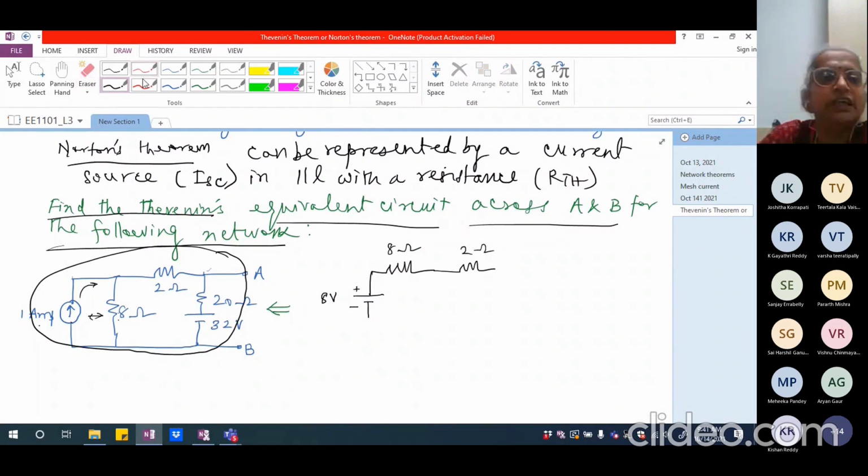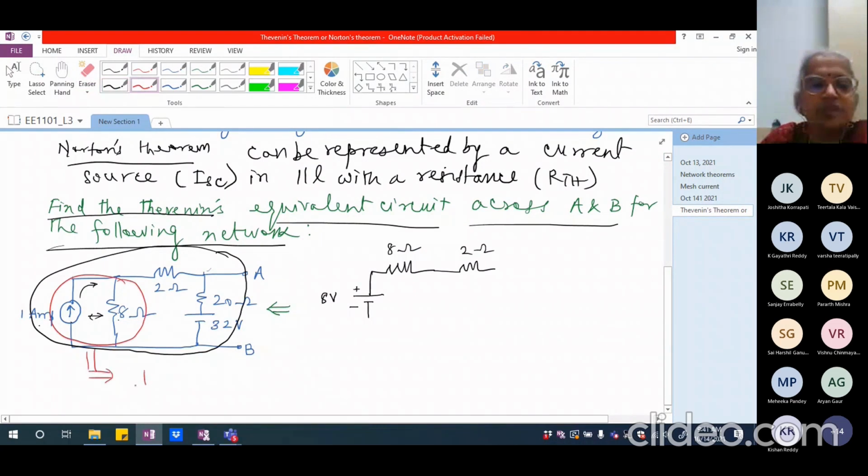So what we have done is this current source in parallel with the resistance we have converted into a voltage source in series with the resistance. The same resistance. That's all we have done. So we have replaced it like this. So this is 8 ohm and this is 8 volts.